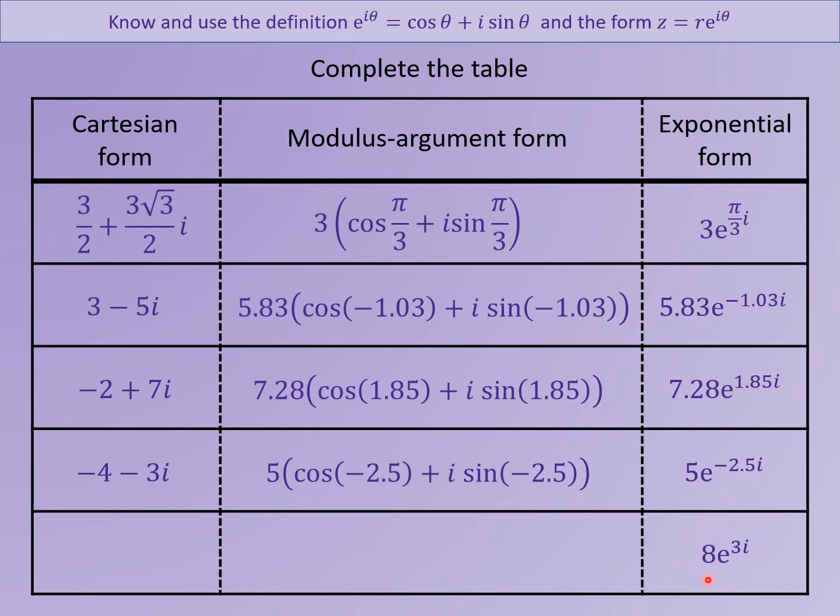This one is the other way around. So I notice I've got an r value of 8, a theta value of 3. So therefore, I could write my modulus argument form as 8 cos 3 plus i sine 3. And this one I can work out from here. So done the other way around, but it doesn't matter. So 8 cos 3 gets me that, and 8 sine 3 gets me that one. Okay, so well done if you managed to work those out. You need to be confident flicking between each of these three different forms of a complex number.